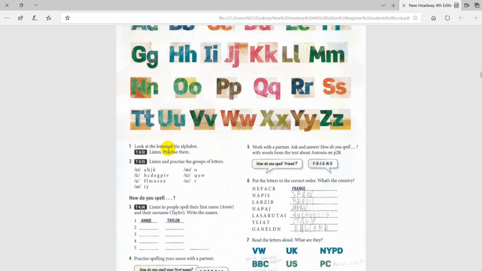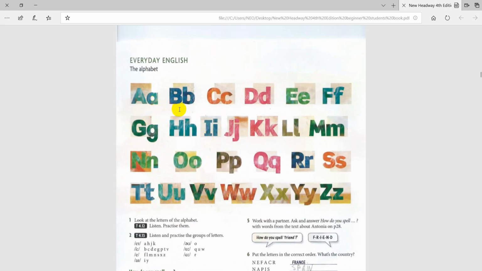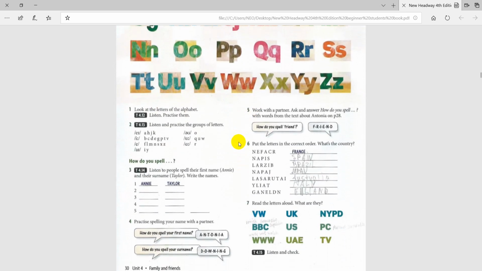Okay, guys, look at the letters of the alphabet. Listen and practice them again. A, B, C, D, E, F, G, H, I, J, K, L, M, N, O, P, Q, R, S, T, U, V, W, X, Y, Z. We have 5 vowel letters: A, E, I, O, and U. Okay? And the other letters are consonants.